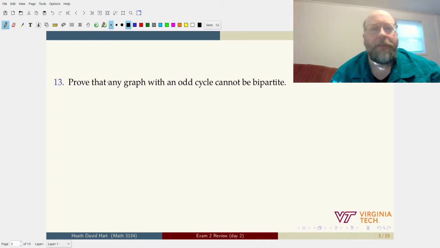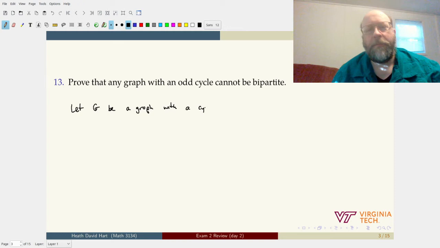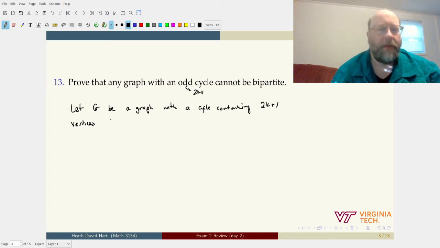Prove that any graph with an odd cycle cannot be bipartite. So let G be a graph with a cycle containing 2k plus 1 vertices. Here I'm using that odd numbers can be written in the form 2k plus 1, where k is an integer.